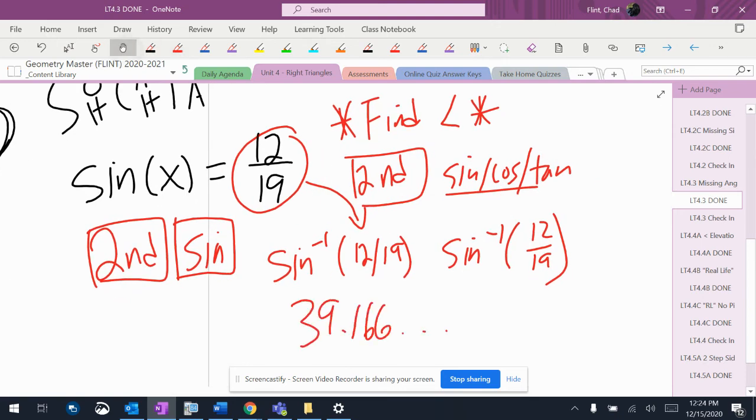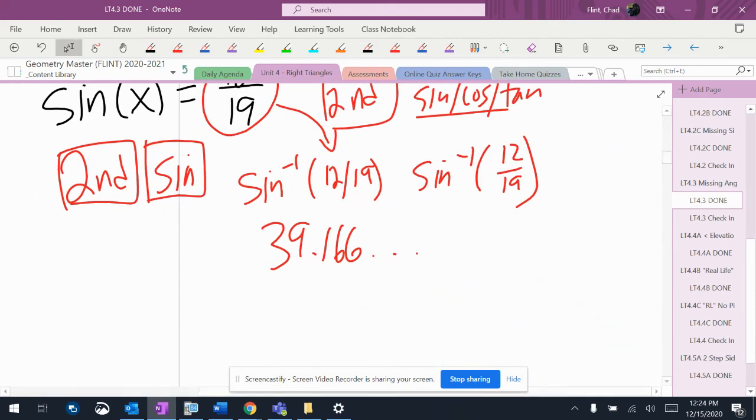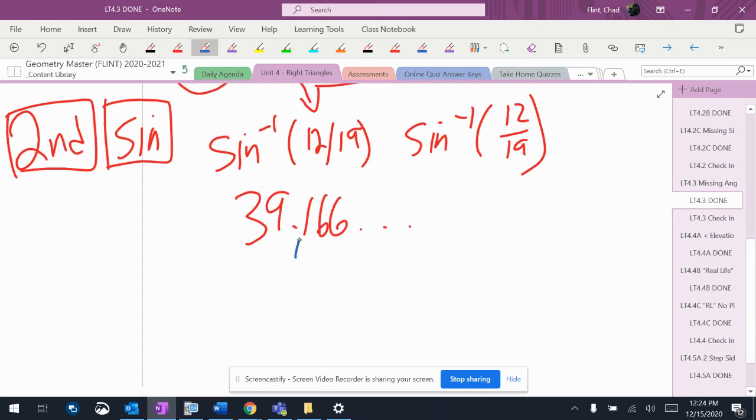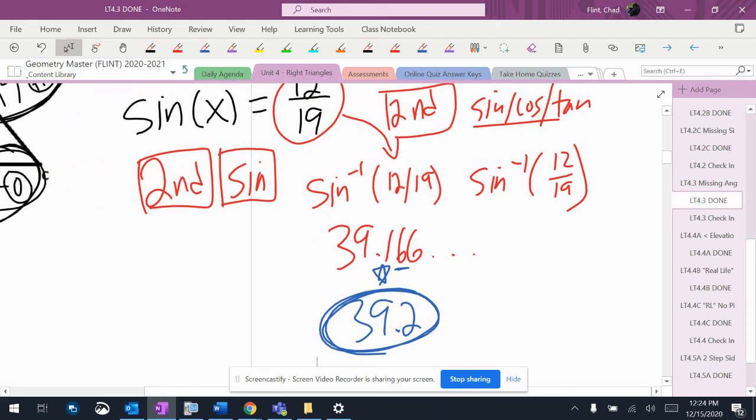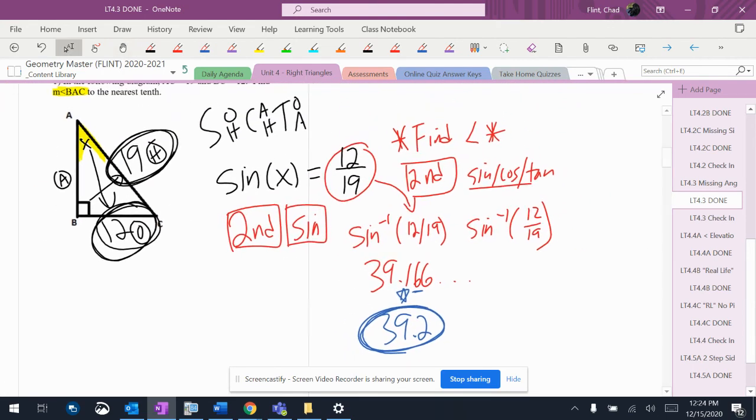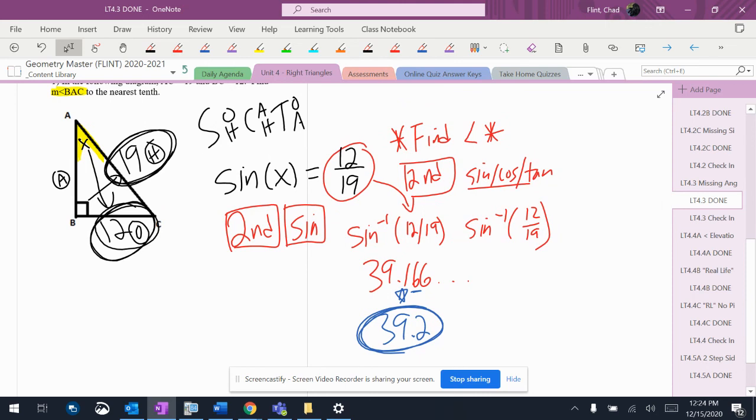39.166, blah, blah, blah. And it says nearest tenth. So again, just like we've been doing, that means one decimal place, round to 1 using the 6. So 39.2 would be my angle right there. The good news about this is every single one of these sine, cosine, tangent topics where you're finding an angle works exactly the same.